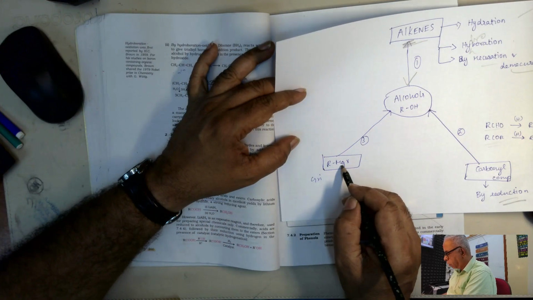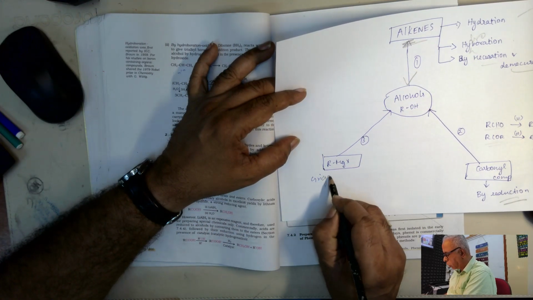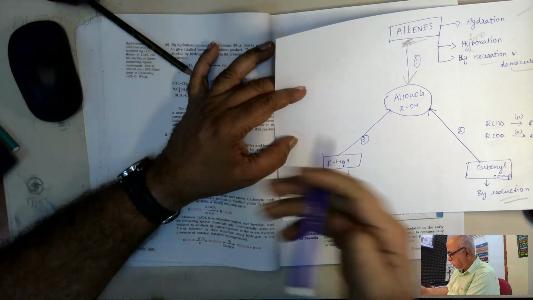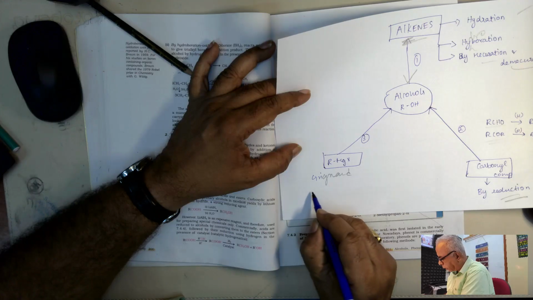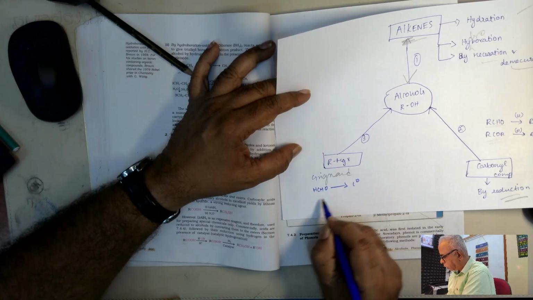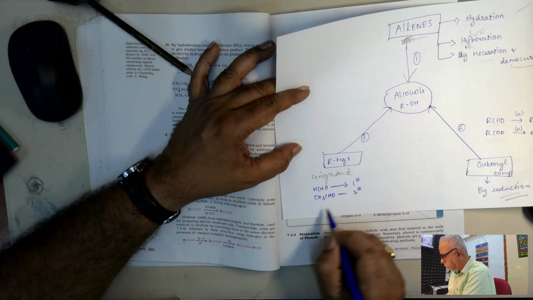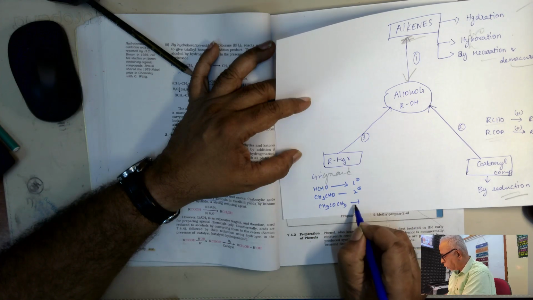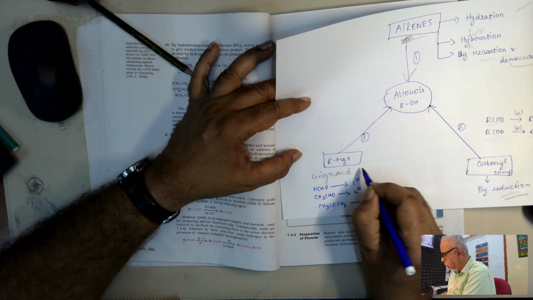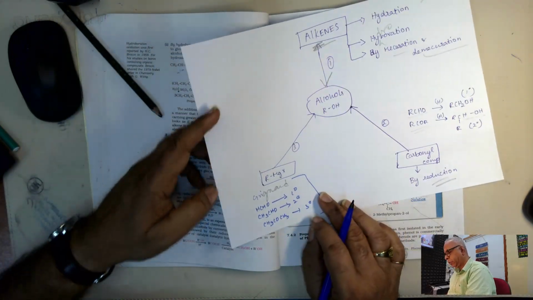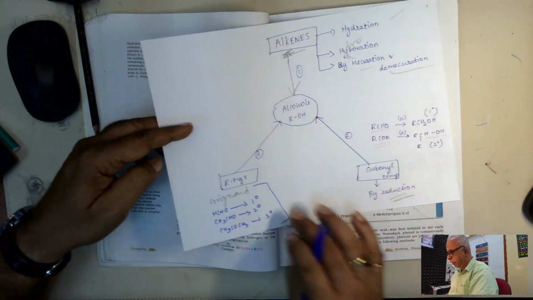Then from our RMgX, that is the Grignard reagent, the starting compound is HCHO to get primary alcohol, CH3CHO to get secondary alcohol, then acetone, CH3COCH3, to obtain tertiary alcohol. About which we have already explained. You please watch our video that I have already explained in detail.